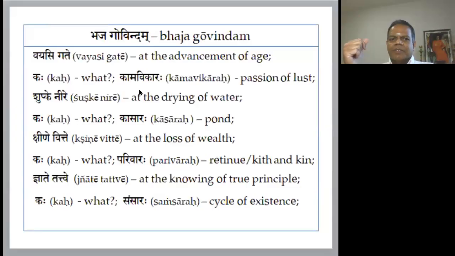Kaha kama vikara. Okay. The next line, shushke nire. Again the same. Shushka and nire are the simple noun. Both of them are in the seventh noun form or saptami vibhakti. Shushke nire. Well, first, let's look at the word nira. Niraha in Sanskrit is also water. In Tamil, we will say nir. In Sanskrit, nira also is water. When the water, shushke, becomes reduced, dried up. So at the reduction of water, you can say, at the drying up of water.